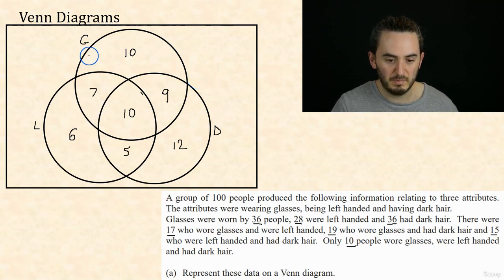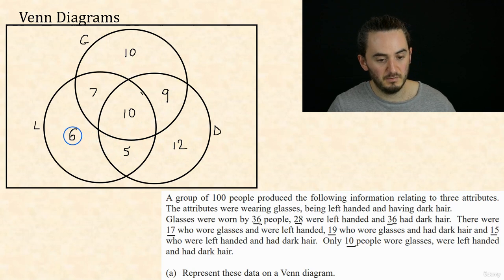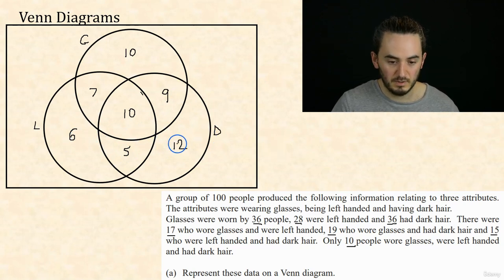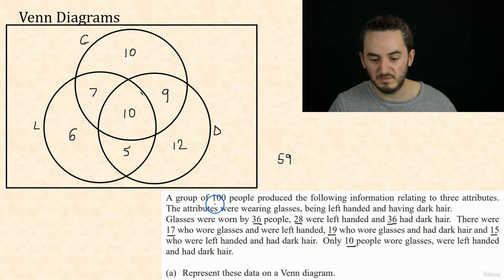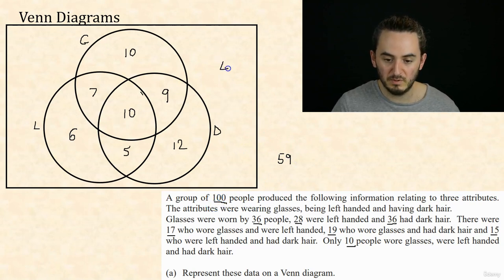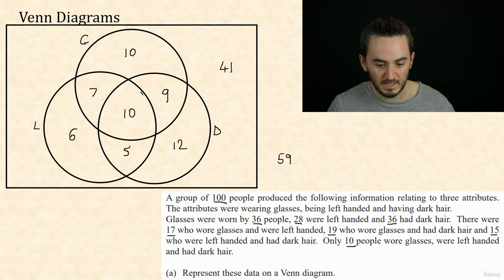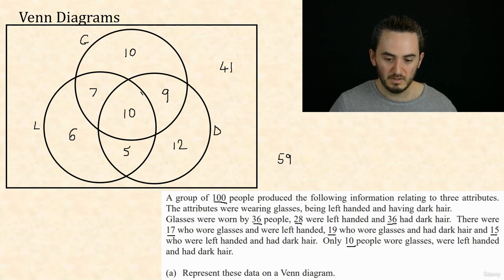I know that this whole bubble adds up to 36. Add in these 12 and we're up to 48. Add in these 5, we have 53. Add in these 9, we've got 59. So those 6 and we've got 59. So 59 people accounted for, but we need there to be 100 people in total. That means we've got 41 people out here who had none of those attributes. Okay, so there's our Venn diagram fully completed. Let's see if we can answer some questions about these.